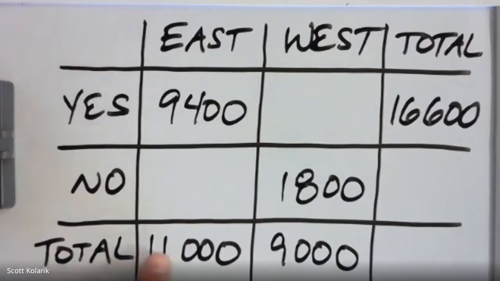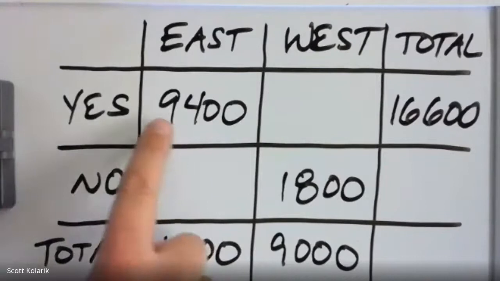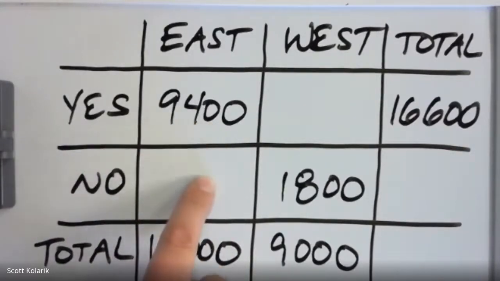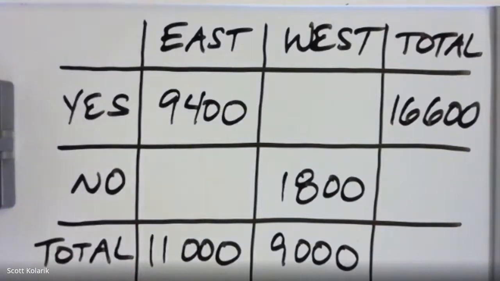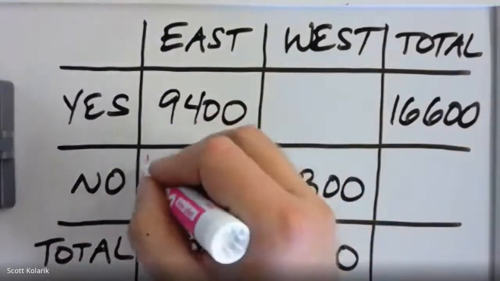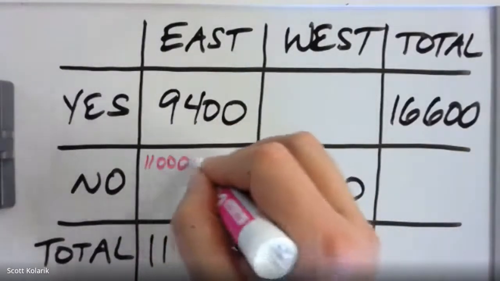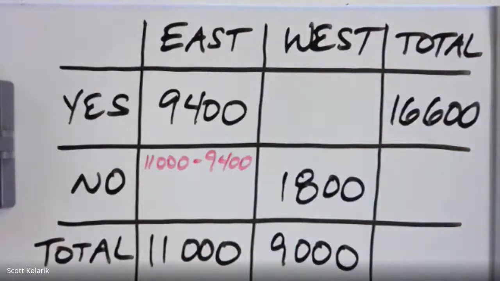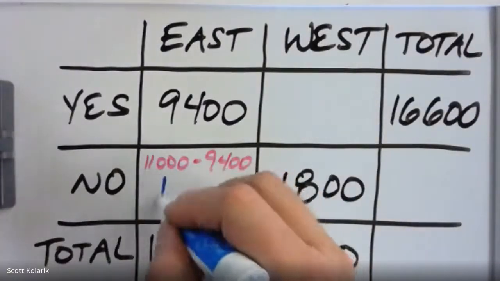For instance, there are 11,000 total people in the east. If 9,400 of them said yes, I could just figure out what's left over for who said no. Mathematically, how do I solve that? I take the 11,000 total people in the east and I subtract the 9,400 people that said yes, and that will give me how many people said no in total, and that number would be 1,600.